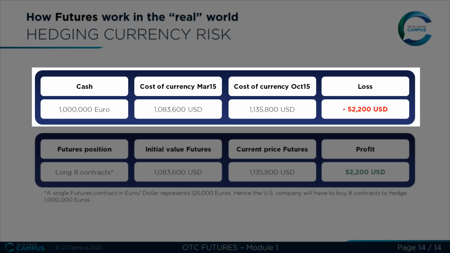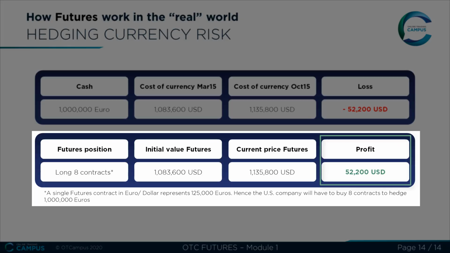As a summary, the company lost $50,000 in their cash position because the euro rose against the US dollar. But the company was able to offset all of their risk by buying 8 euro futures contracts and made $52,200 US profit in the futures market. A single futures contract in euro represents 125,000 euros. Hence, the US company will have to buy 8 contracts to hedge 1 million euros.